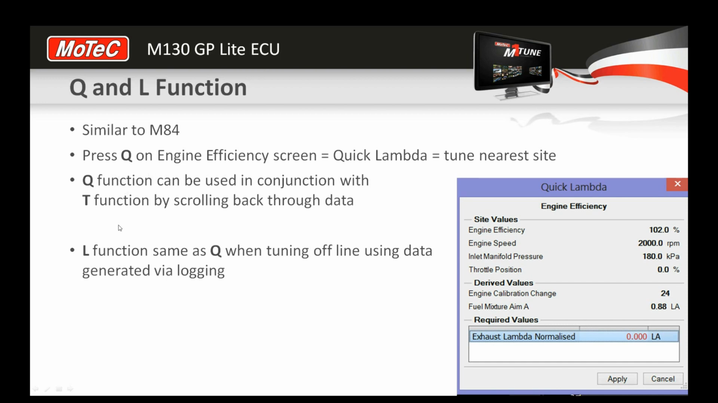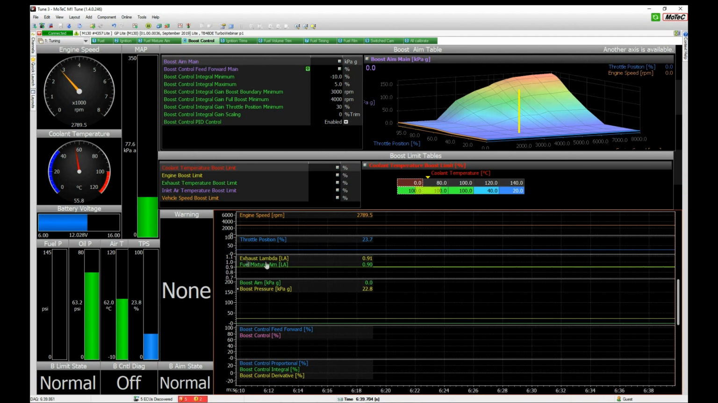So L is used similar to the way it was, which is Lambda was. So if you're offline and you've got no paused data at all, you can still look at some log data. Say someone sent you some log data, and you can go back and use the L function in the same fashion you did on the gold boxes. So let me just give you a demo of that now.